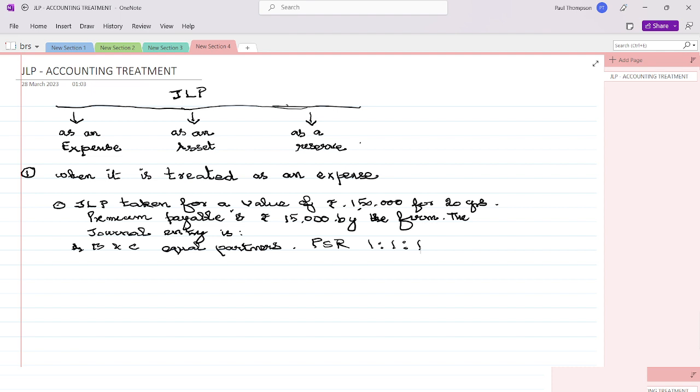JLP is taken for a value of 1,50,000 for a partnership firm for 20 years. There are 3 partners A, B, C and their profit sharing ratio is equal, that is 1:1:1. And the premium is payable 15,000 year after year. Okay, so the closing of the year is 31st December. Every year the accounting year closes on 31st December.